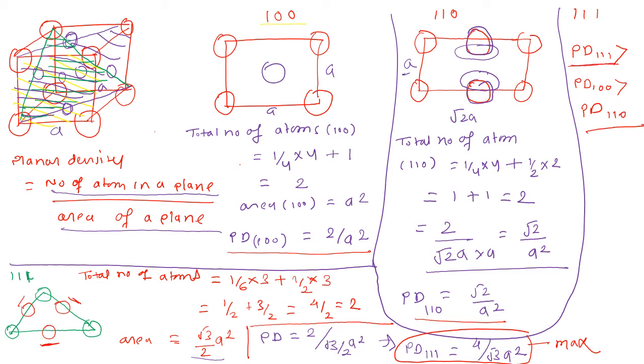Now we will discuss the closest packed direction in case of FCC. Let us first draw a unit cell. As usual, we are drawing the unit cell, our FCC unit cell. Okay, these are our corner atoms. Let me mark the FCC atoms with a different color. This is the back face, this is the front face.